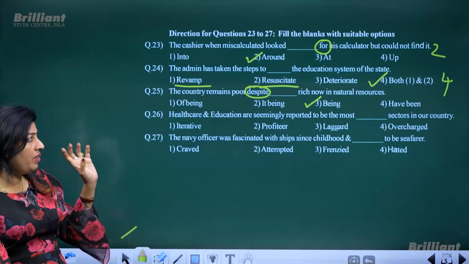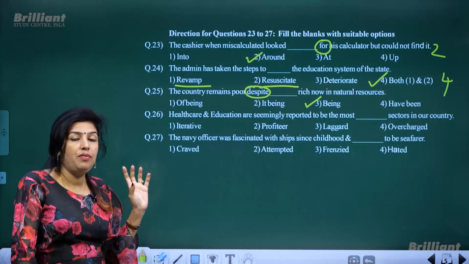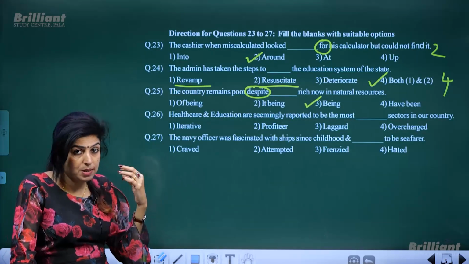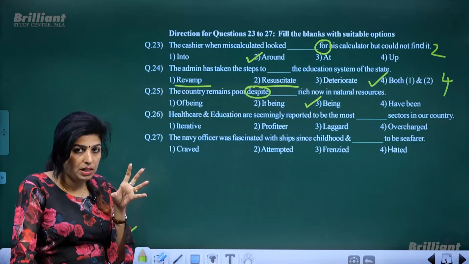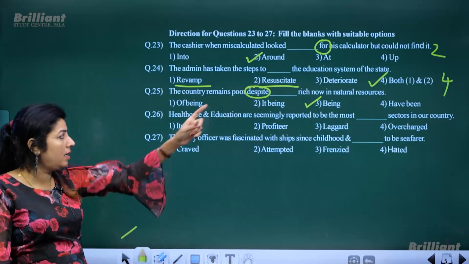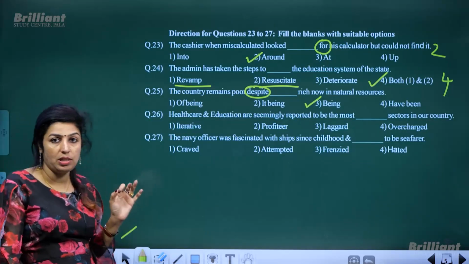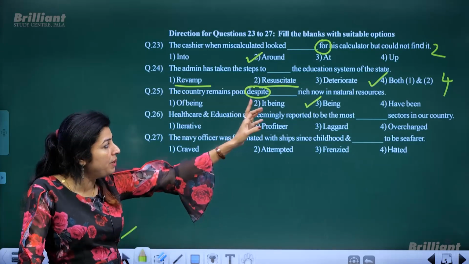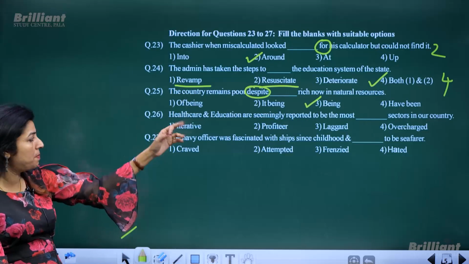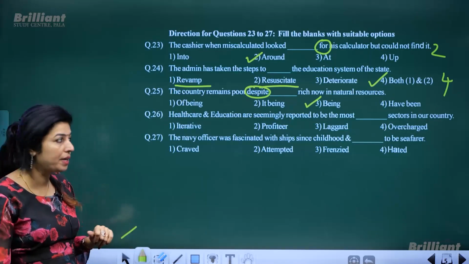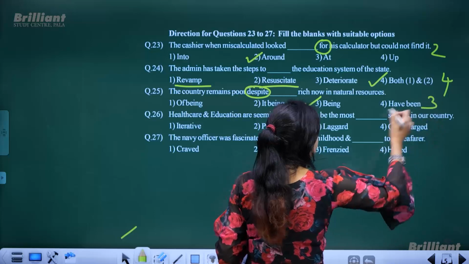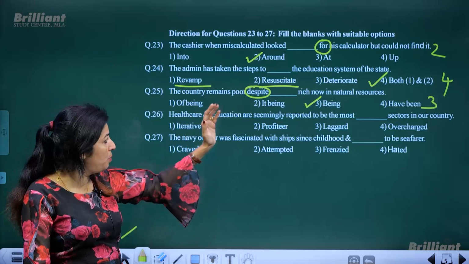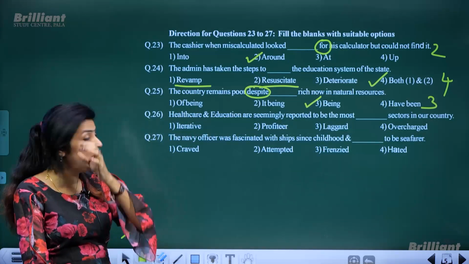Even if the meaning is quite similar, even after is the meaning given for in spite of or despite, both have quite similar meaning, but still the word despite does not use any preposition after it. So it should be without any preposition: despite being rich now in natural resources, not despite of being or it being. So it is option number 3. Let us read the sentence again: the country remains poor despite being rich now in natural resources.